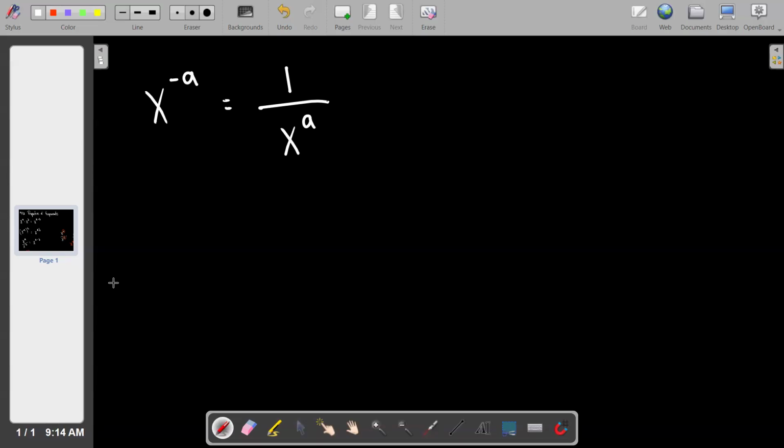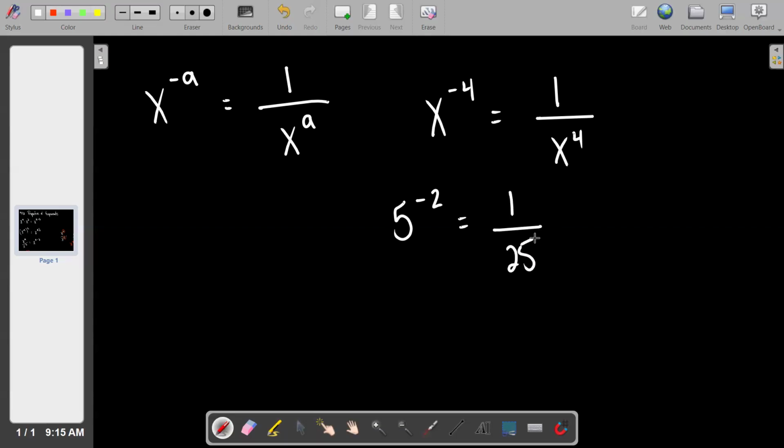So here's an example. Say you had x to the negative fourth. What would the answer be? Build a fraction, fill the top with a placeholder, done. How about this one? Build a fraction. It'd be 1 over 25, correct? Okay. So that's how your first negative exponent property works. If something has a negative power, pick it up and move it to the bottom.